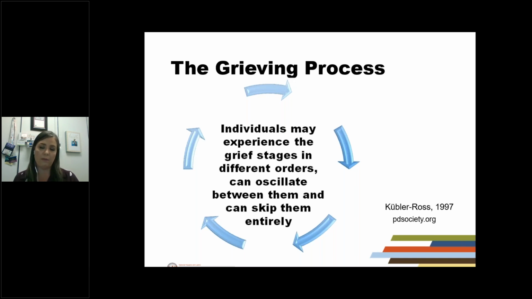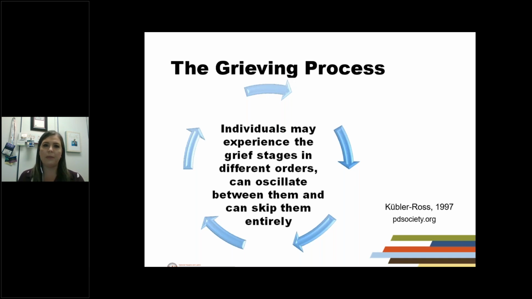of grief, of the grieving process. Not everyone goes through them in order, okay? And they can also skip them entirely. So the grieving process doesn't have to be the same in every person, even though the loss is the same. So in a family with many members, each member can experience grief differently. That doesn't mean that they're doing it correctly or not. It means that it's the way in which they are dealing with the loss.